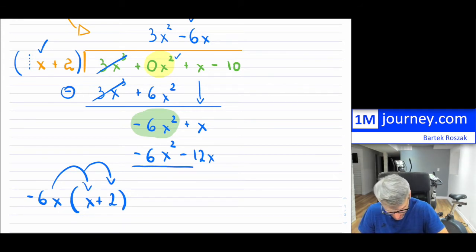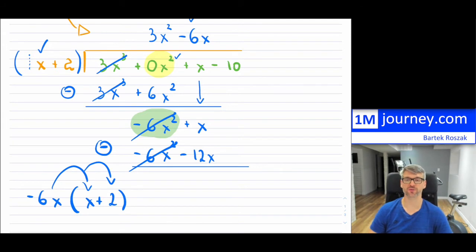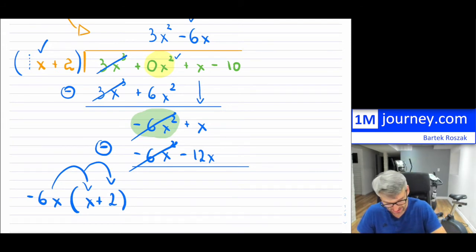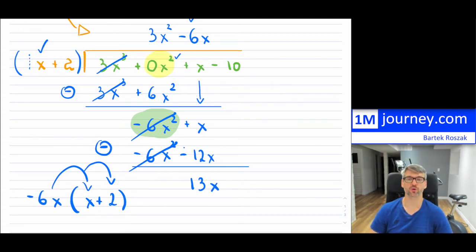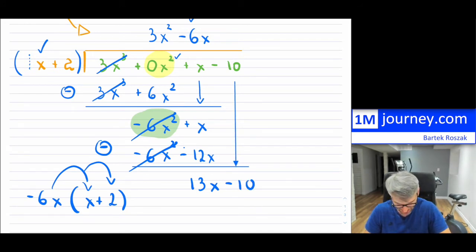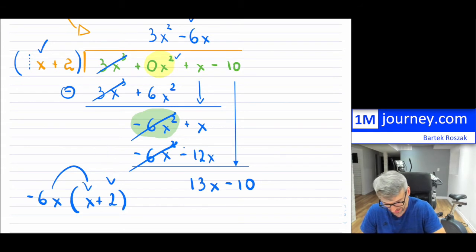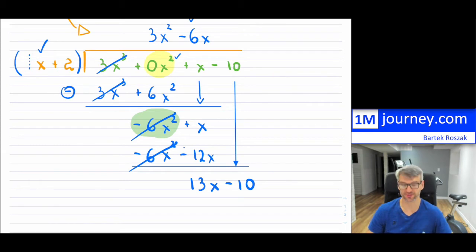Now I'm going to subtract these. Well, this is going to be gone, so that cancels off. Now what's left is my x, and then negative and this negative, so that's plus. So that's going to give me plus 13x. That's what's left over. And just like in long division, I'm going to bring this down right here, so that's minus 10. And now, as you can see, you're going to be playing the game again for the last time.